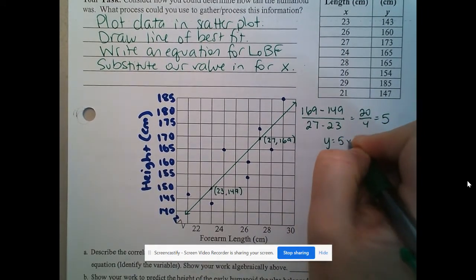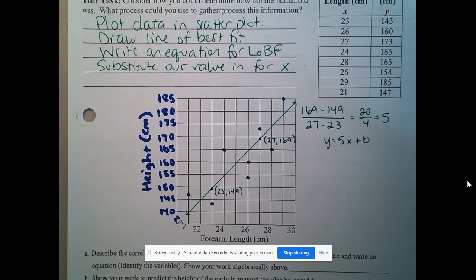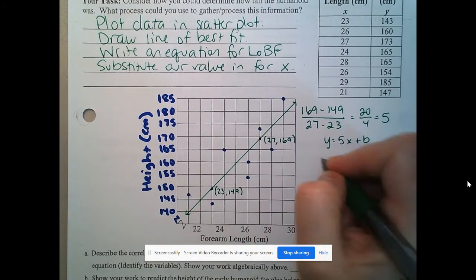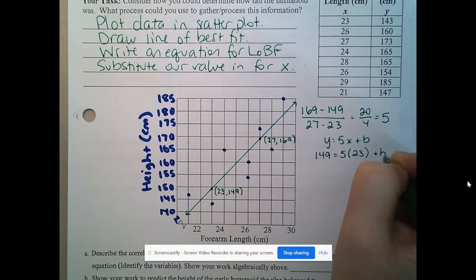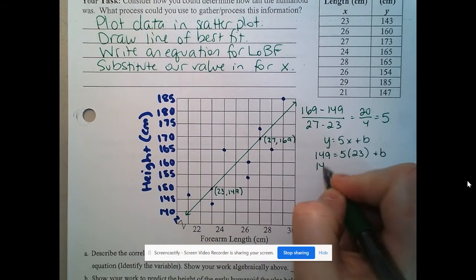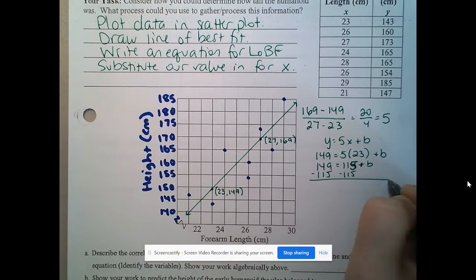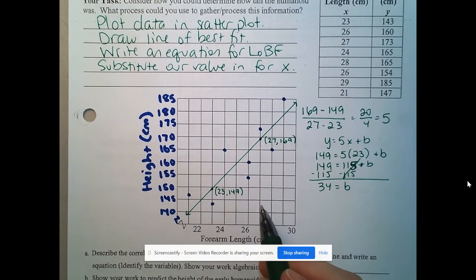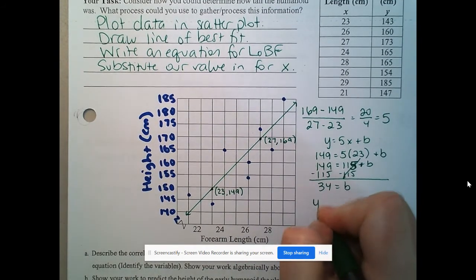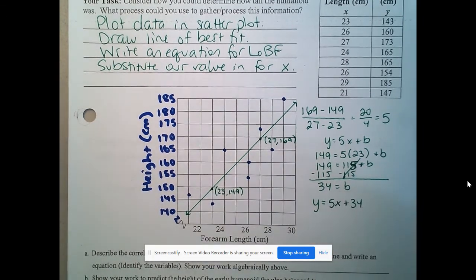Y equals 5x plus b is what I would have so far on my equation because I have the slope. I would pick one of the 2 points. I'll use 23, 149 just because it's smaller numbers, but it's not going to change the answer. I'm going to solve for b. So I'm going to have 149 equals 115, not 114, plus b, and subtract 115 from both sides and get that my b value for my fitted line that is on your screen right now is 34. So I'd say y equals 5x plus 34 is my equation.